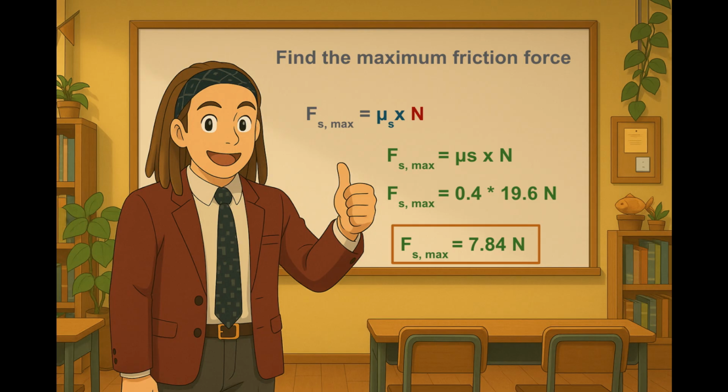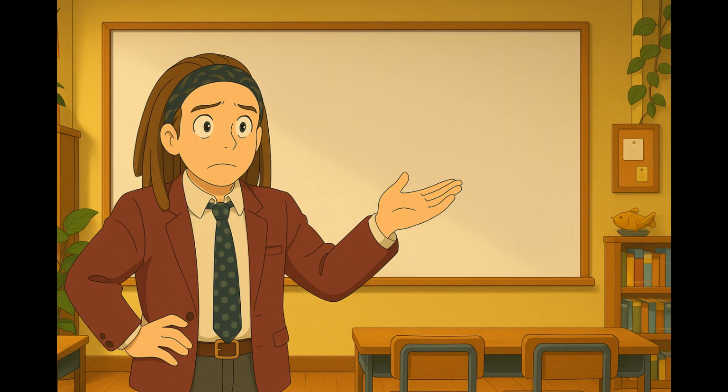Finally, we can calculate the maximum static friction force, Fs max. Fs max equals μs times N equals 0.4 times 19.6 newtons equals 7.84 newtons. Step 5. Check your answer. Does 7.84 newtons make sense?